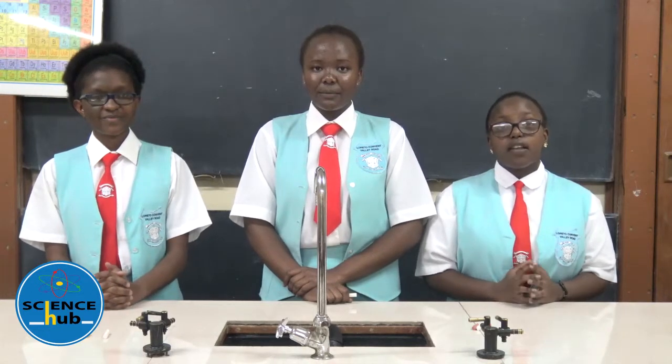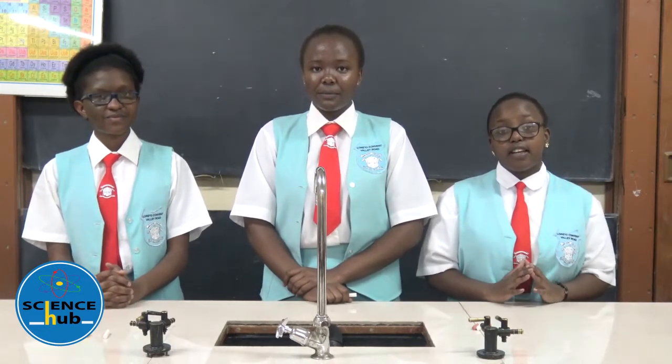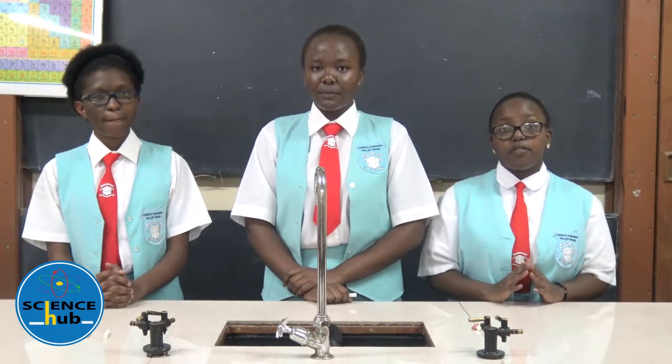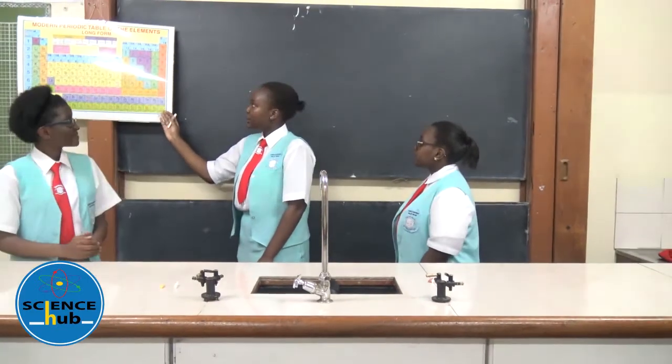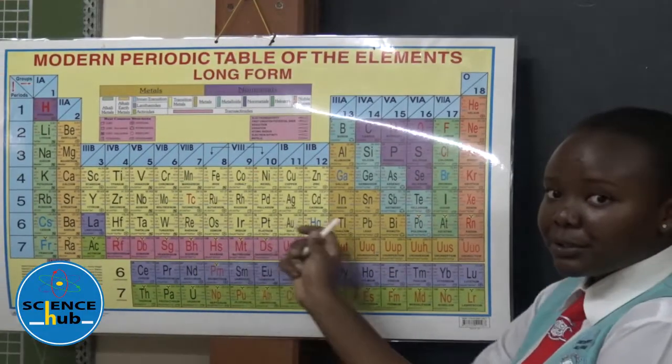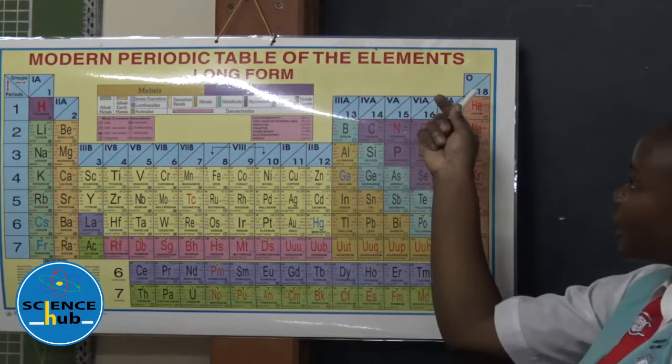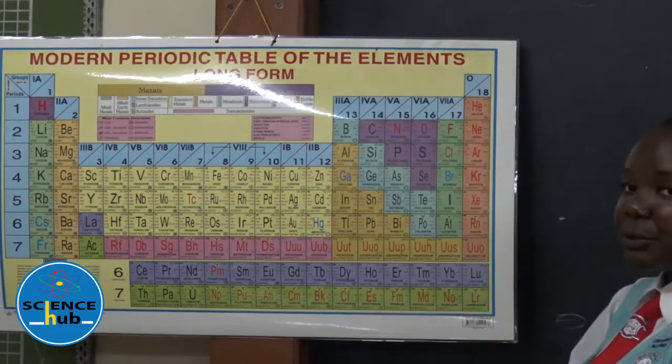A group is the number of outermost electrons in an energy level, while the period is the number of energy levels occupied by electrons. The groups are written in Roman numerals, while the period is written in arithmetic numbers. In a standard periodic table like this one, there are 18 groups and 7 periods. This is the modern periodic table, which has 7 different periods and 8 groups. The 8th group is also written as 0.